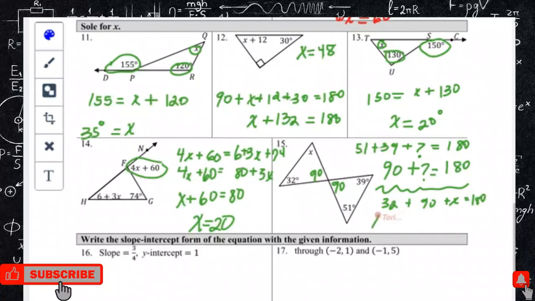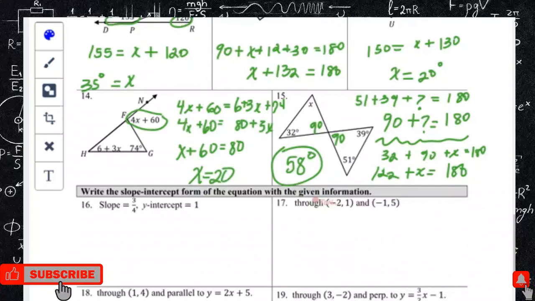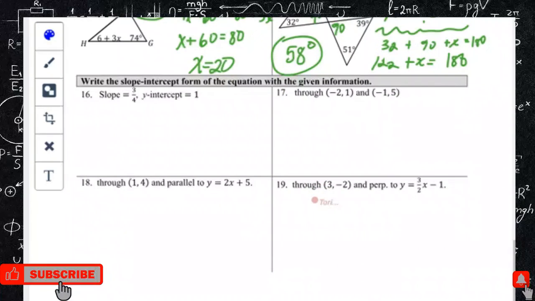Right, 32 and 90 is 122. And so I'm just going to subtract 122 from 180 and we'll get our final answer. And so x is 58 degrees for number 15. 58 degrees here, 15. All right, just about done with this chapter 3 test, just 4 more questions.